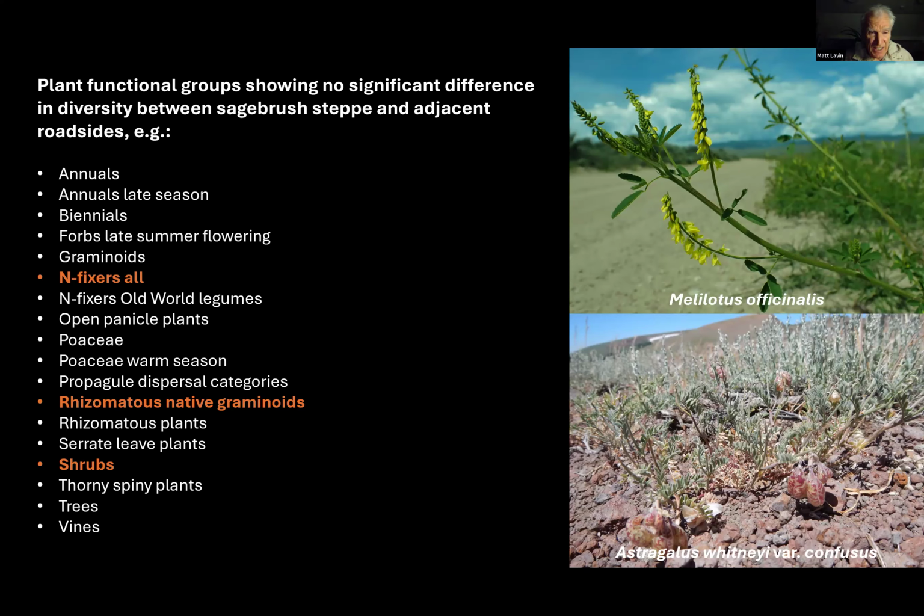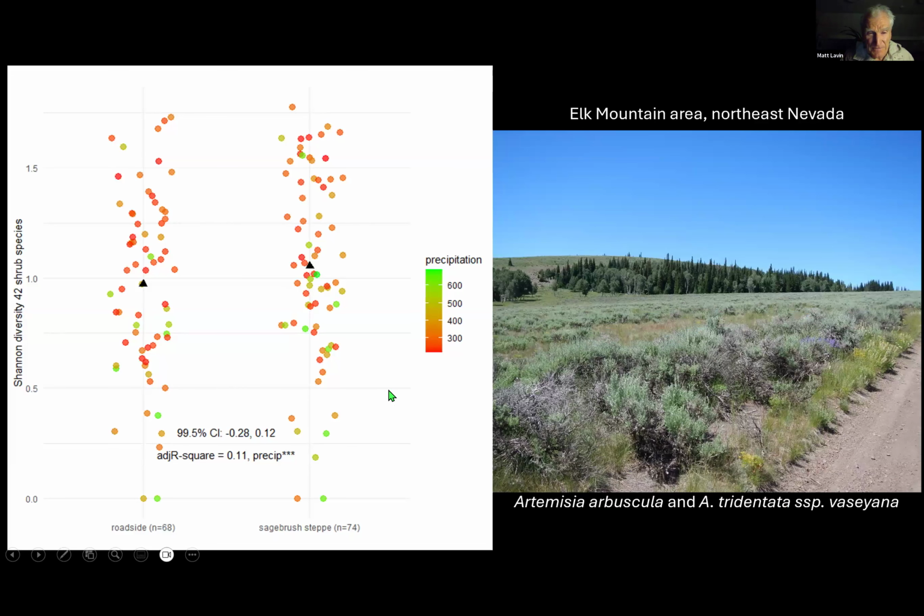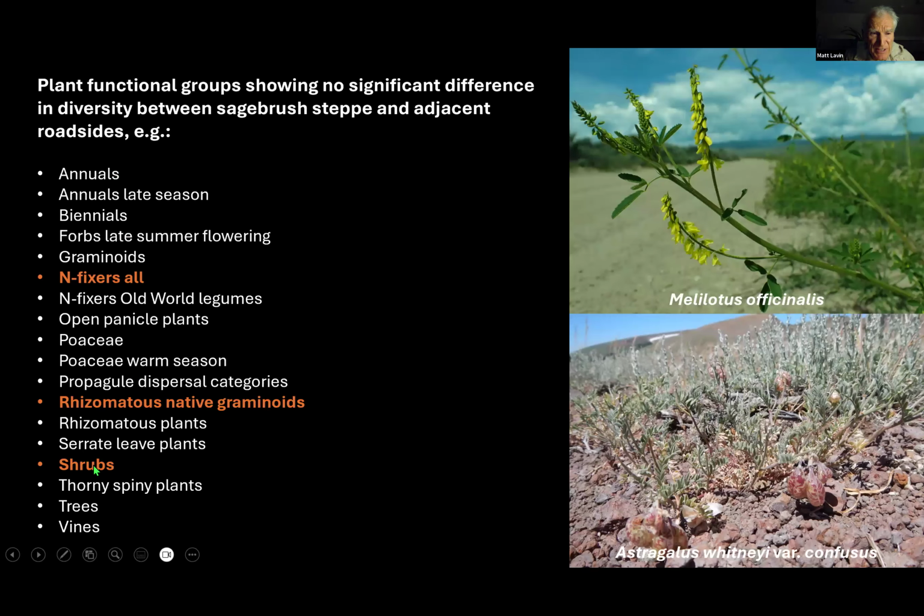And this is true of, and I won't point out all these, but I'll just emphasize shrubs and rhizomatous native groundworts, just to illustrate this point. Okay, so about functional groups that don't differ between sagebrush steppe and adjacent roadsides. I'm going to have to explain this graph here. I'm going to talk about shrubs. So back to this previous slide, shrubs don't differ between sagebrush steppe that appears pristine and adjacent roadsides.